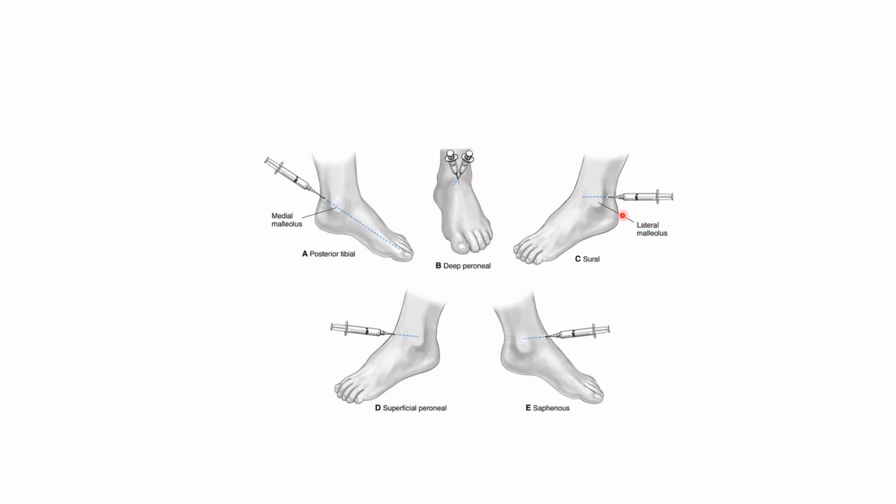Then the sural nerve, the mark is in front of the lateral malleolus. Then the superficial peroneal is also in front of this area, the lateral malleolus, and the saphenous nerve in front of the medial malleolus. So this is about the landmarks. So we'll mark this with a marker pen, and then we'll start the procedure.